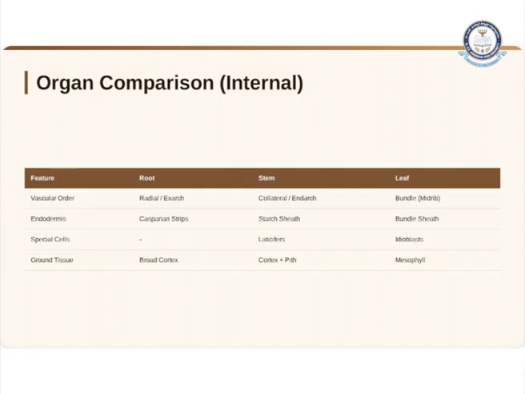Then we see the leaf. In the leaf we will see it is filled with the mesophyll. That means this mesophyll will have a palisade parenchyma, and also this leaf will have a spongy parenchyma. Palisade parenchyma and spongy parenchyma will be reflecting the health of a leaf.